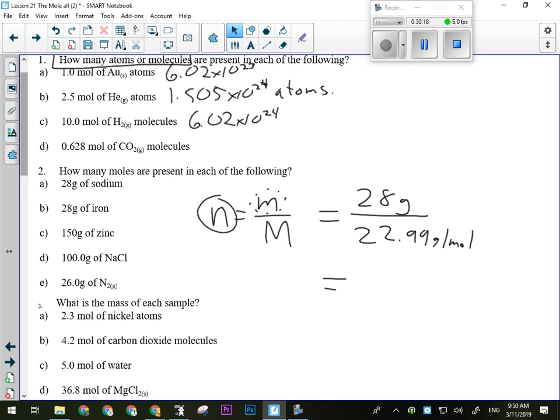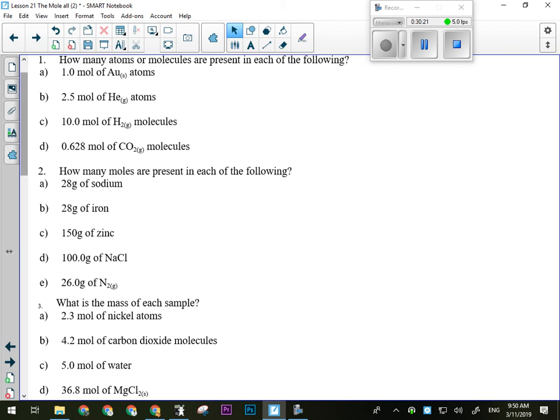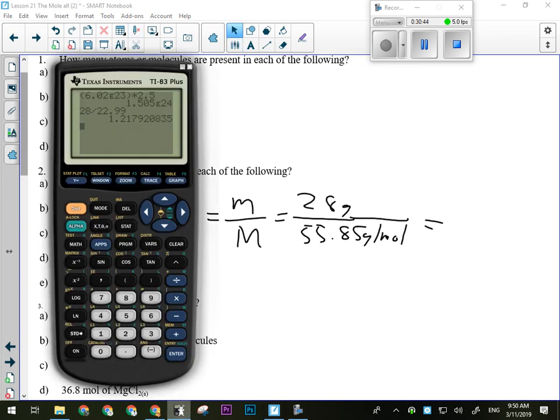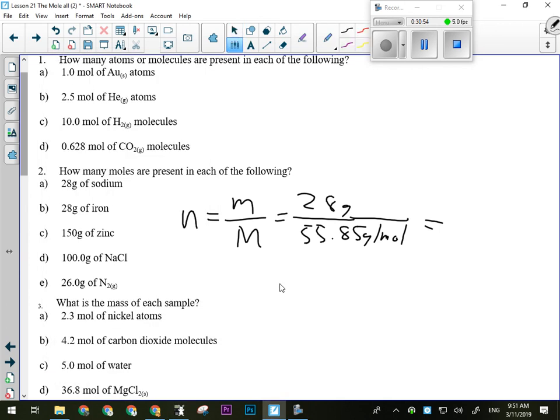If we're looking at B, it's going to be a similar thing. We have 28 grams, but this time it's of iron. So n is going to equal our mass divided by our molar mass, 28 grams divided by 55.85 grams per mole, that's the molar mass of iron. This time I have less than a mole. 28 divided by 55.85 is 0.50.